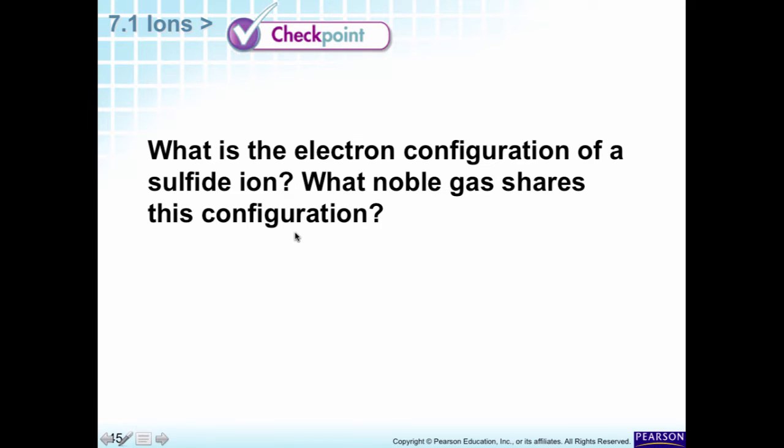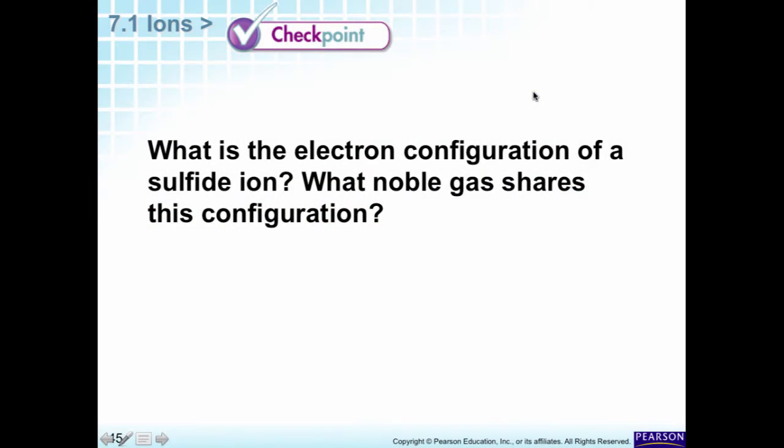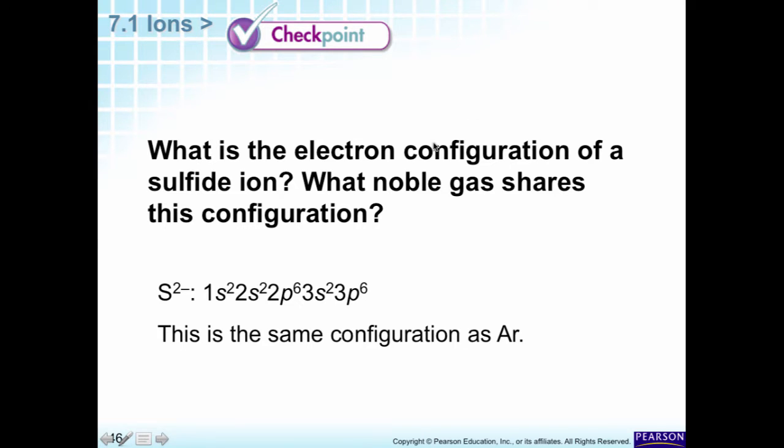Okay, so sulfide. Okay, let's think about this. First, let's find sulfur. Sulfide means sulfur. It's here. It's group 16. It wants to be like 18, so it needs 2 more. So sulfur will become, okay, it will gain 2 electrons. So before I go on, let's write out what it was, because we should see what its configuration is to start with.